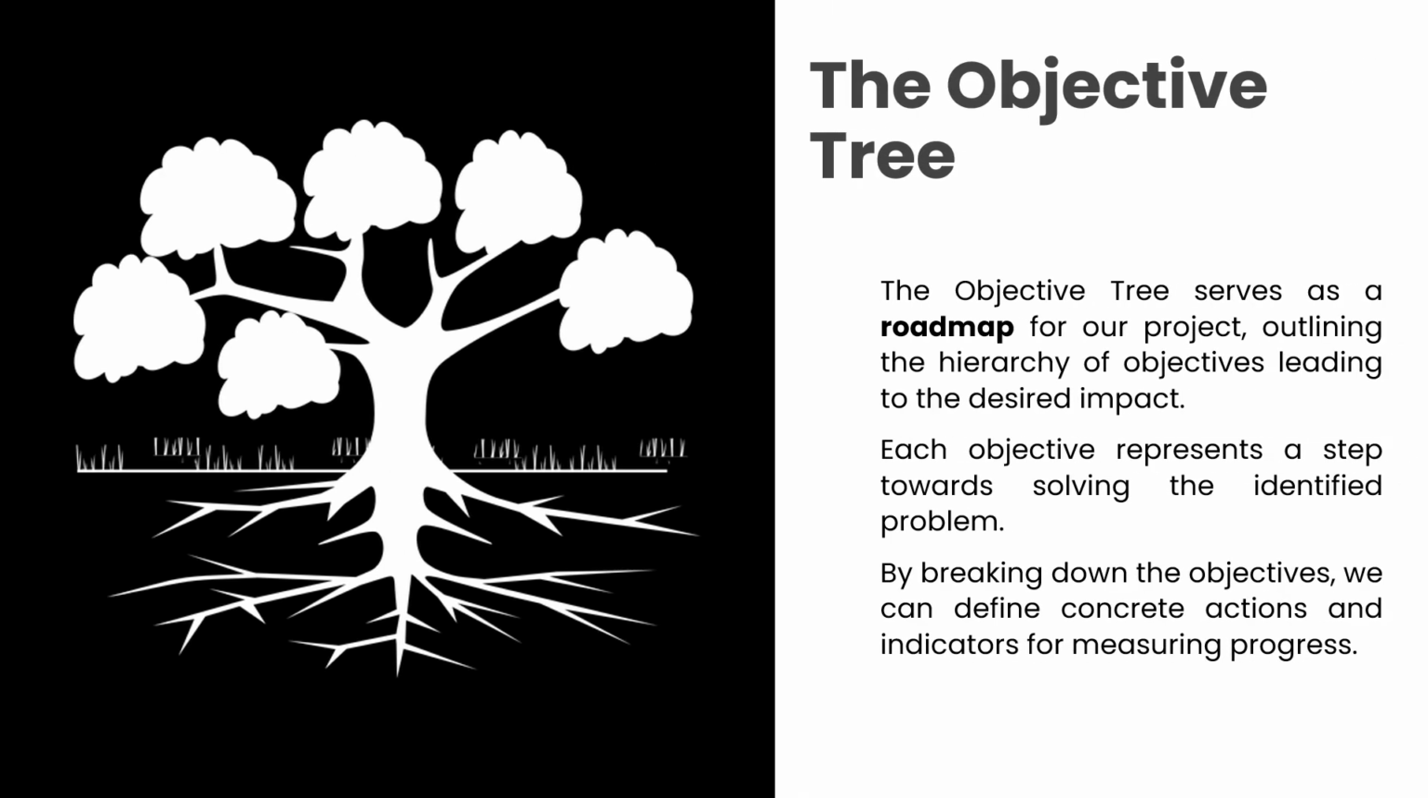The objective tree serves as a roadmap for our project, outlining the hierarchy of objectives leading to the desired impact. Each objective represents a step towards solving the identified problem. By breaking down the objectives, we can define concrete actions and indicators for measuring progress.